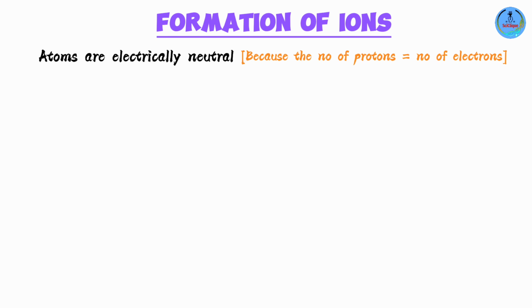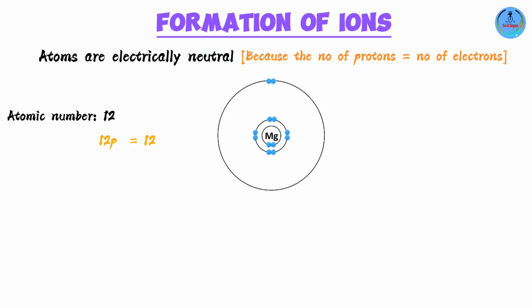Okay, now let's do another example, magnesium. So magnesium has the electron configuration of 2,8,2. For it to become stable, it needs to lose 2 of its valence electrons, and that is what happens. So the magnesium ion is going to have a charge of plus 2.